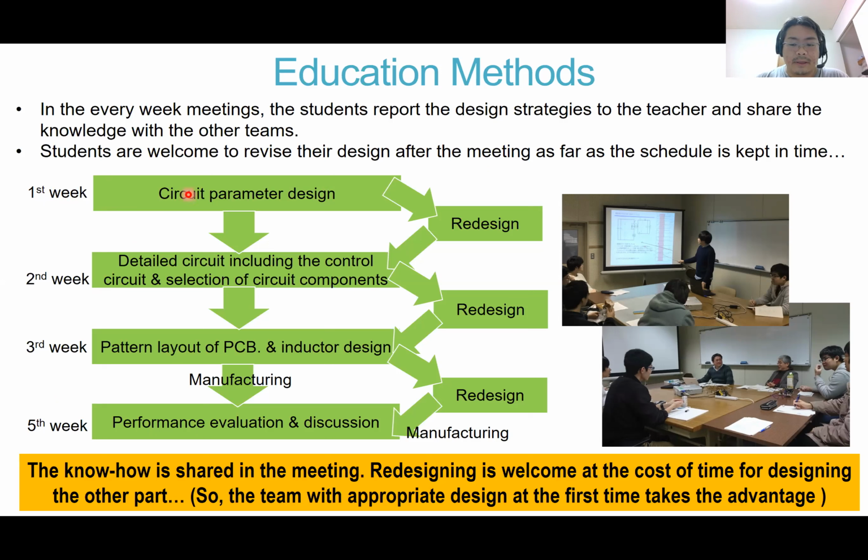In the first week, the students should report the circuit parameter design, and in the second week, the students should report the detailed circuit, including the control circuit, and also the selection of circuit components, and so on. The students are welcome to revise their design anytime after the meeting, as long as this schedule is kept in time.